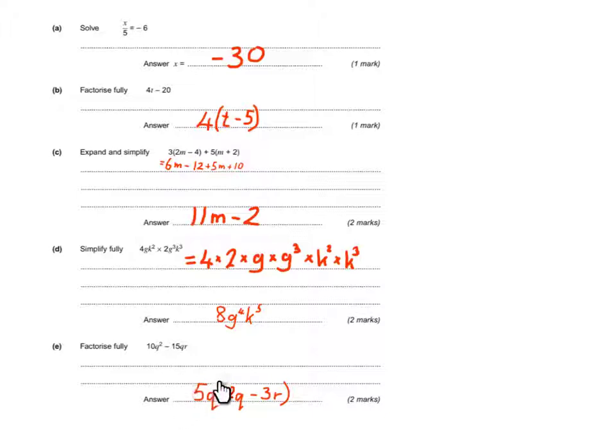So we put 5q outside the brackets, and then we think, what do I need to multiply 5q by inside the brackets to get what I started with? So 5q times what will give me 10q squared, and that's 2q. And then 5q times what will give me the minus 15qr, and that will be minus 5r. So factorized, it's 5q brackets 2q minus 3r.